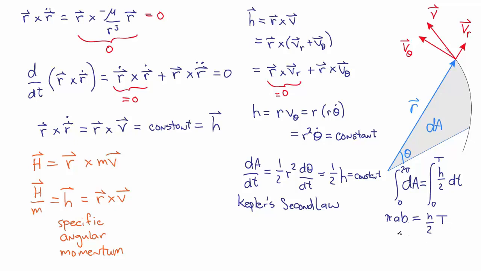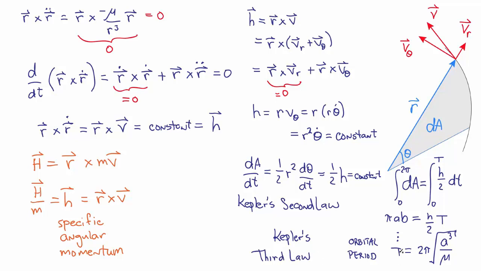Now, after a bit of manipulation with the geometric properties of an ellipse, we discover that if we solve for T, then that gives us 2 pi times the square root of a cubed over mu. And this is how we calculate the orbital period. And having shown that this is how you calculate the orbital period, we've at the same time demonstrated Kepler's third law. And Kepler's third law states that the square of the period is proportional to the cube of the semi-major axis.